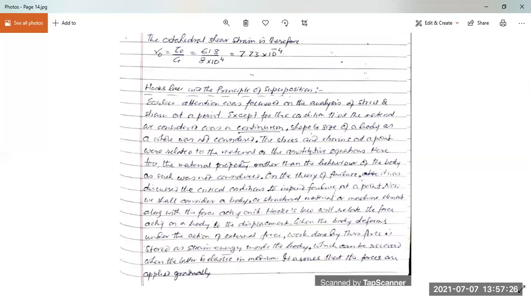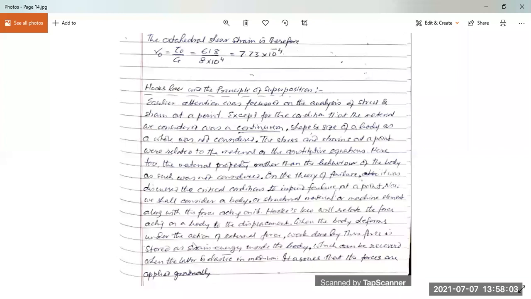So what we are doing here in Hooke's law: first of all, we have analyzed stress and strain individually and their relation. We have analyzed the constitutive equations, the relation between stress and strain with six different equations with a total of 36 unknown coefficients. The stress and strain at a point were related to the material or the constitutive equations itself, but the material property rather than the behavior of the body we have not considered.